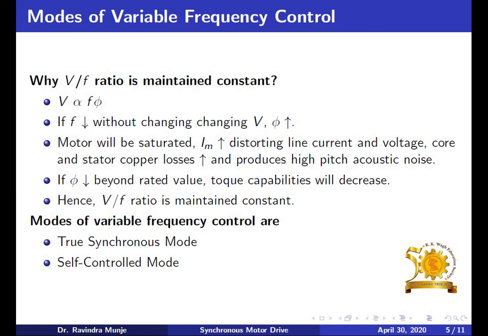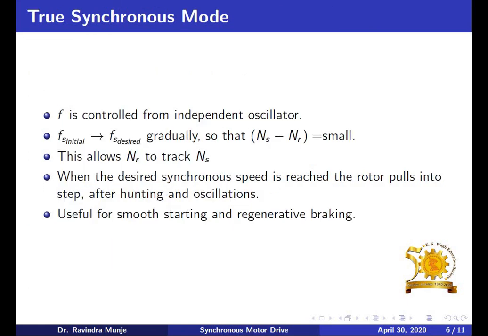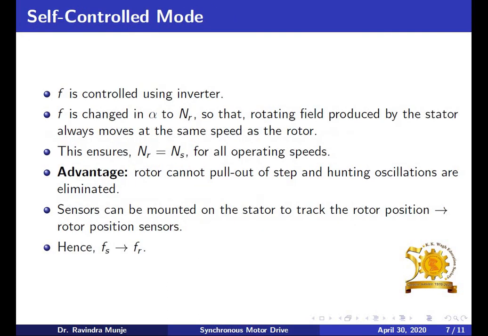Then there are two modes of variable frequency control: true synchronous mode and self-controlled mode. In true synchronous mode, F is controlled from an independent oscillator. In this case, Fs initial is changed to Fs desired gradually, so that the change in the speed, that is Ns minus Nr, is small, so that Nr can track Ns. When the desired synchronous speed is reached, the rotor pulls into step, or goes into synchronism, after hunting oscillations, and this is also used for smooth starting and regenerative braking.